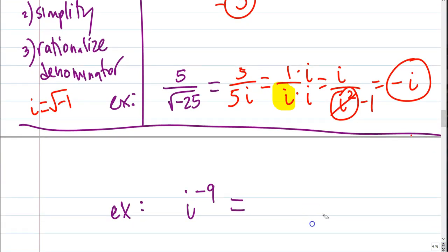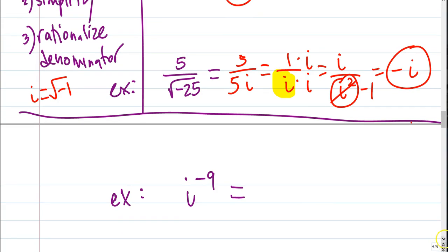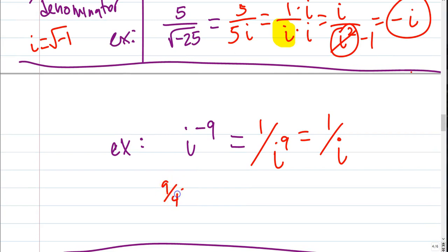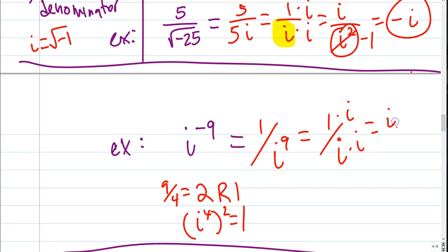What if I have i to the negative 9th? It follows our exponent rules. So it becomes 1 over i to the 9th. I would pull out groups of 4 again. So I would turn this into 1 over i. Why? 9 divided by 4, I get 2 groups with 1 left over. Those 2 groups, that i to the 4th twice, are just a 1. They cancel out. So 1 over i, once again, multiply top and bottom by i over negative 1, or negative i.